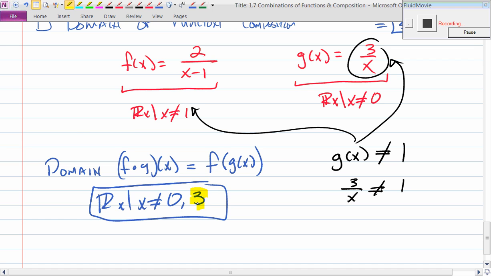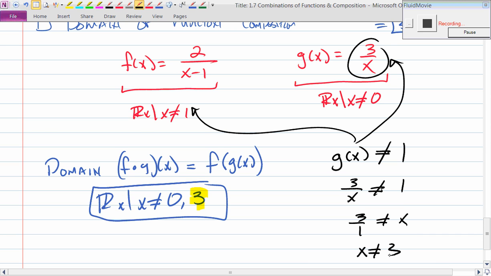If you put a 3 in g of x, then you get a 1 over there. And if the composition says that once you get that, you put it in there, and if that's 1, then that would make a 0 in the denominator. Correct.